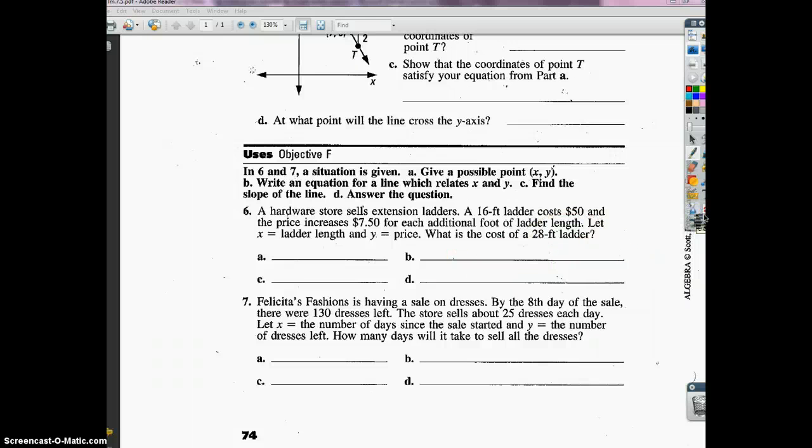Alright, Felicity's Fashion is having a sale on dresses. By the 8th day of the sale, there were 130 dresses left. The store sells about 25 dresses each day. Let x equal the number of days. Oh, okay, so this is tricky. This is your slope, right? So right now we've got y equals 25x plus b. But on the 8th day of the sale, there were 130 dresses left. Okay, and it's saying x is the number of days.